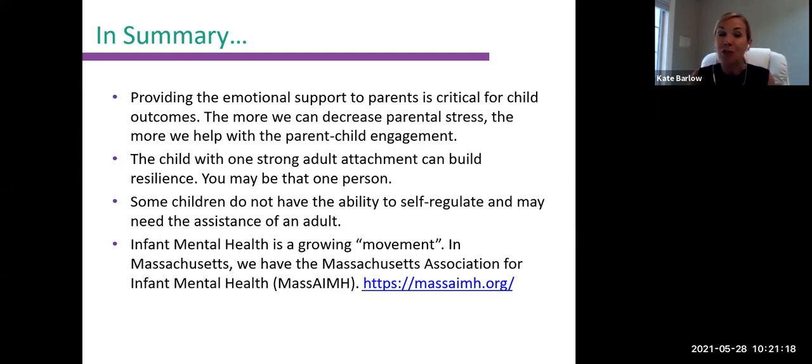And lastly, some children just really do not have the ability to self-regulate, and they really may need the assistance of an adult. And so whether you're working on the Zones of Regulation program or the Alert program, you're really helping the child learn how to self-regulate and communicate with everyone in their environment.